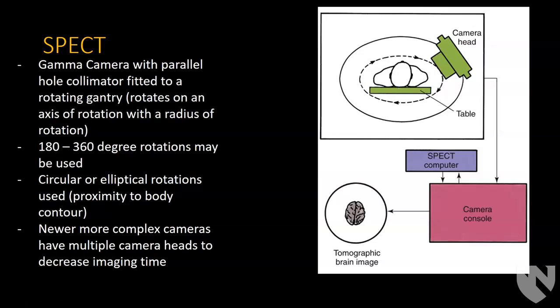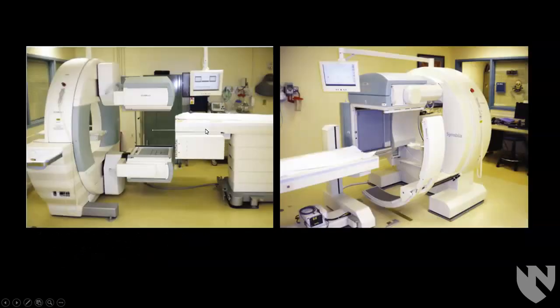And also, fancier cameras will have multiple camera heads that rotate around the patient, or basically all of ours do. So here's just an example of what SPECT machines look like. These machines can just rotate around the patient. You put the patient on here. And this is what calibration looks like. They put a point radiation source here, and they rotate them around so they can find where the center is.